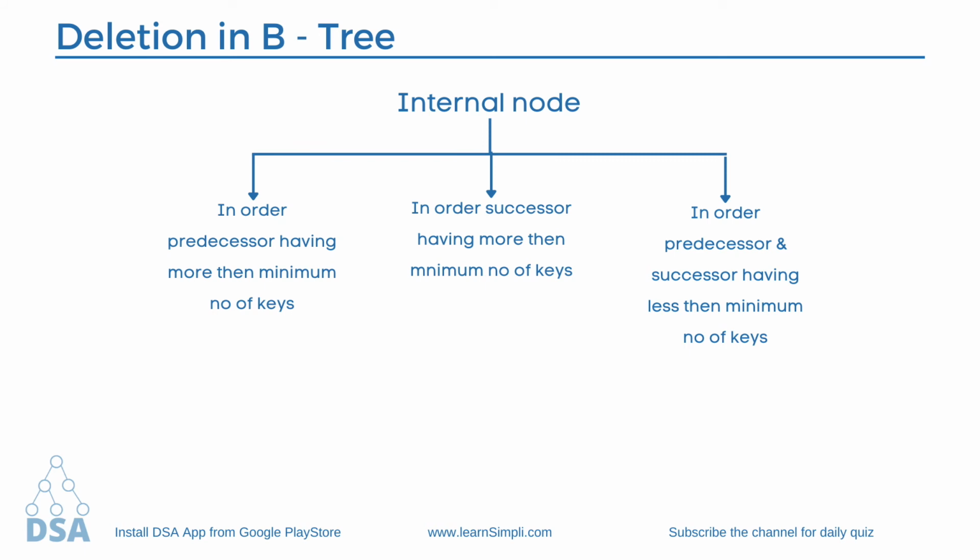First is the in order predecessor having more than the minimum number of keys. Second is the in order successor having more than the minimum number of keys. Third case is when the in order predecessor and successor have the minimum number of keys or fewer. We will see all these three cases one by one with an example.